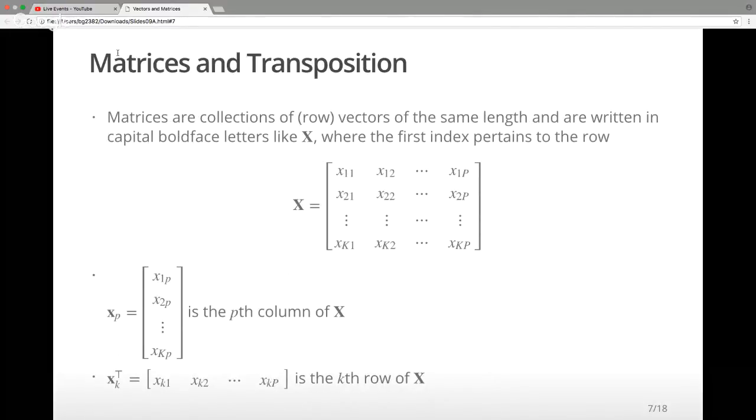So, matrices. A matrix is basically a collection of vectors, or you can think of it as a collection of row vectors that all have the same size, and a matrix is written in capital boldface letters like X here. The first index pertains to the row, the second index pertains to the column. So we can think about a matrix as a collection of K column vectors, or we can equivalently think about a matrix as a collection of P row vectors.